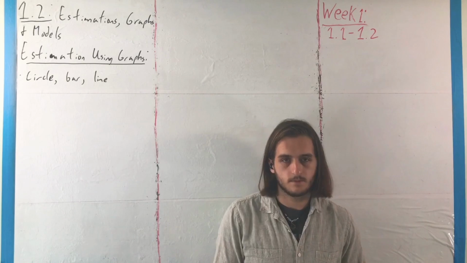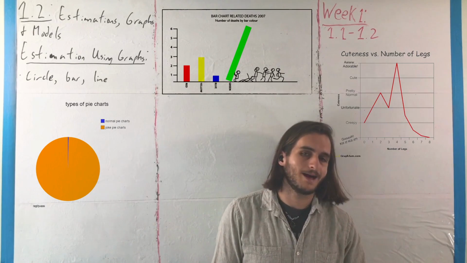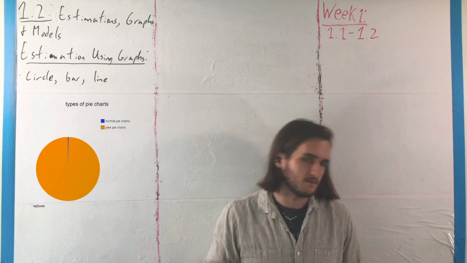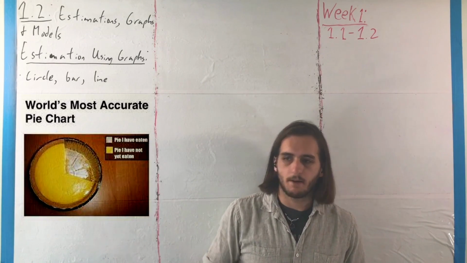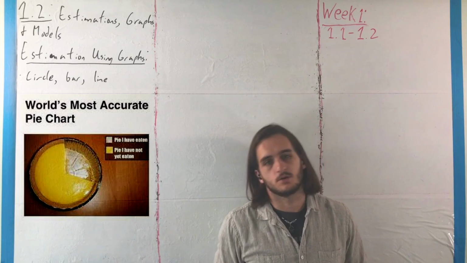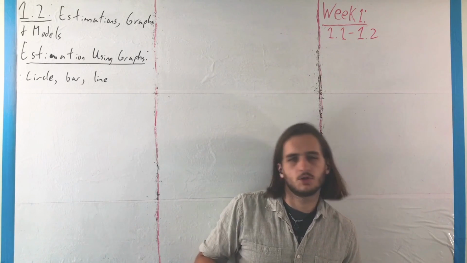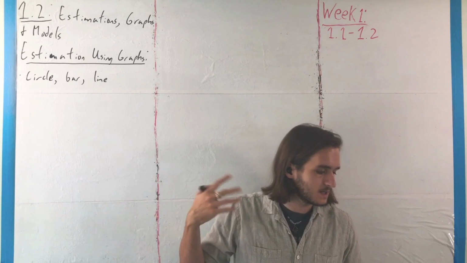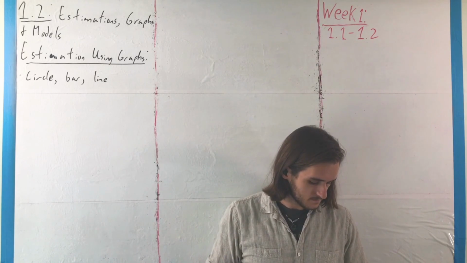Things like circle, bar, and line graphs. The first one we're going to look at is what's called a circle graph, or as you may have heard it before, a pie chart, where pie charts take circles and break them down into sectors. These are great for describing percentages of things, where some percent of people want one thing, some want another, and some want a third.